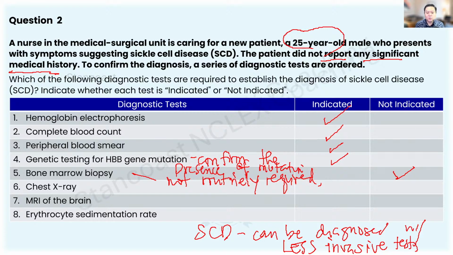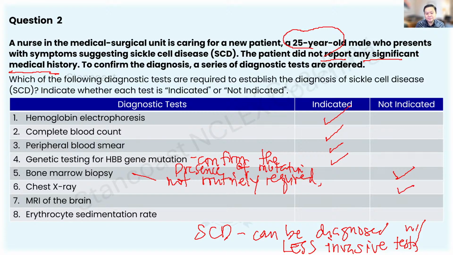All right. What about chest x-ray? Do you think that chest x-ray can help in the diagnosis of SCD? I know that this can really identify complications like chest syndrome, but it's not going to be used to help diagnose the SCD. So this is going to be not indicated.